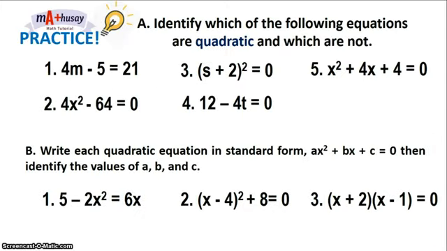Pause the video and try these exercises. And don't forget to type your answers in the comment section. For letter A, you have to identify which of the following equations are quadratic and which are not. For letter B, write each quadratic equation in standard form, ax squared plus bx plus c equals 0, then identify the values of a, b, and c.